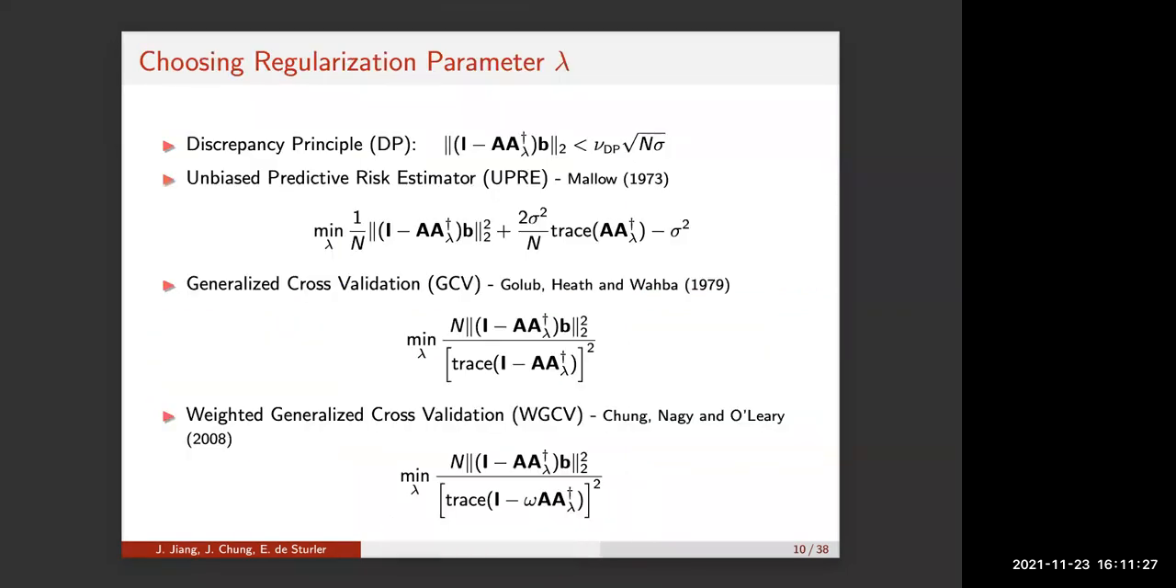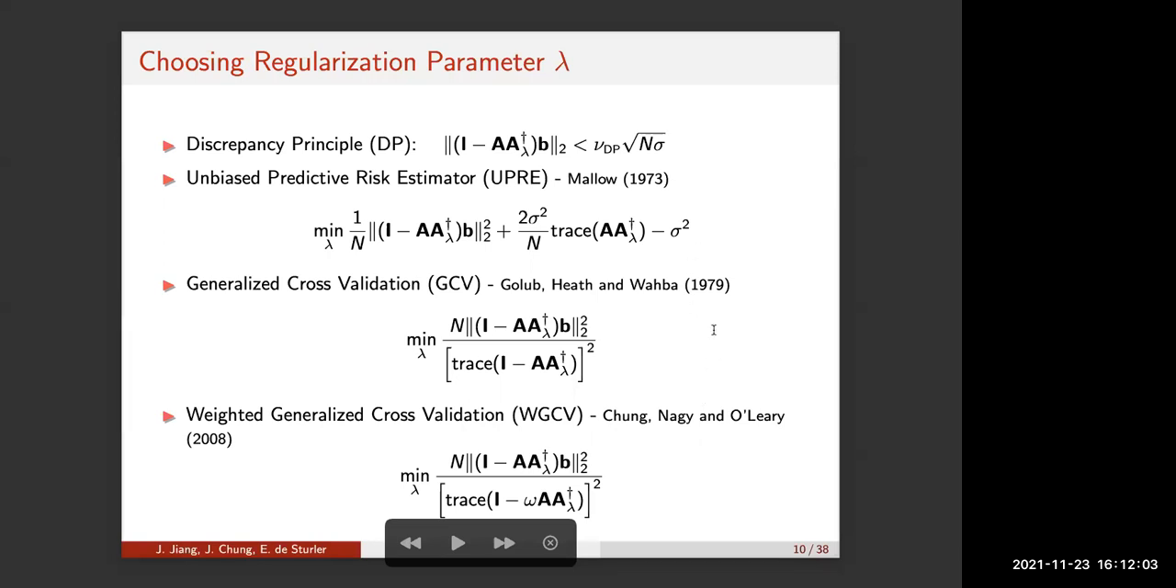And here I list four popular ways people use to choose an appropriate regularization parameter lambda. For the discrepancy principle and the UPRE, for these two methods, sigma is the covariance of the noise. So if we know some statistical information about the noise, we can use these two methods to choose an appropriate regularization parameter lambda. And for GCV and WGCV, we don't need prior knowledge of the noise.